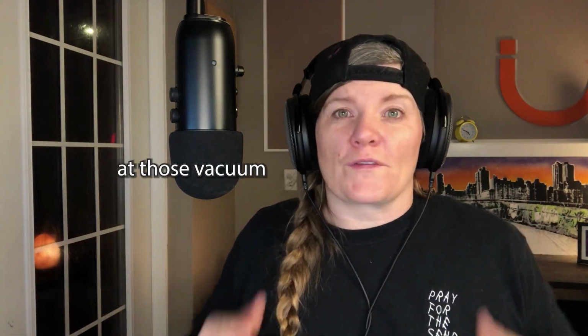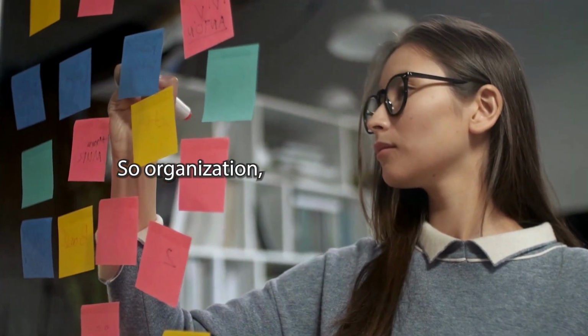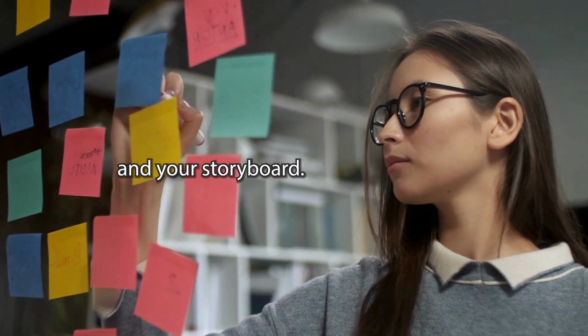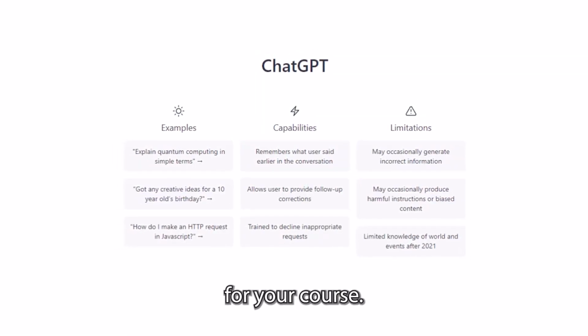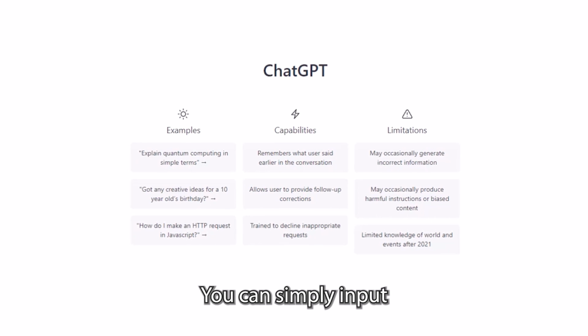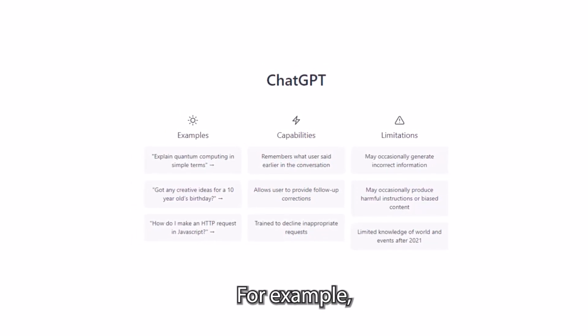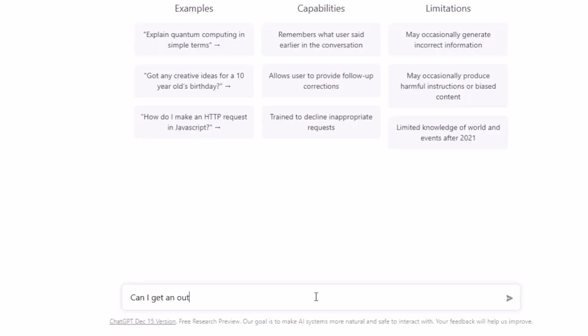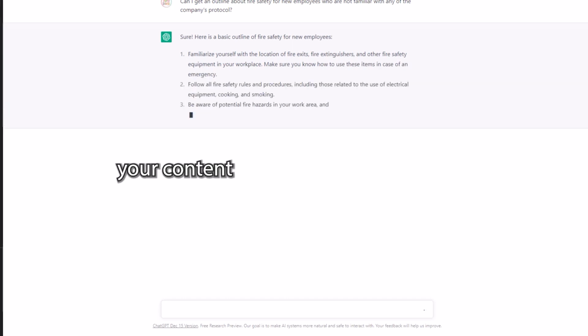Let's take a look at those vacuum cleaner elements. So organization. You need to build your content and your storyboard. ChatGPT can help you create an outline for your course. You can simply input what the course is and who your audience is. For example, you could ask, can I get an outline about fire safety for new employees who are not familiar with any of the company's fire protocol? And voila, now you have an outline and you can build your content from there.